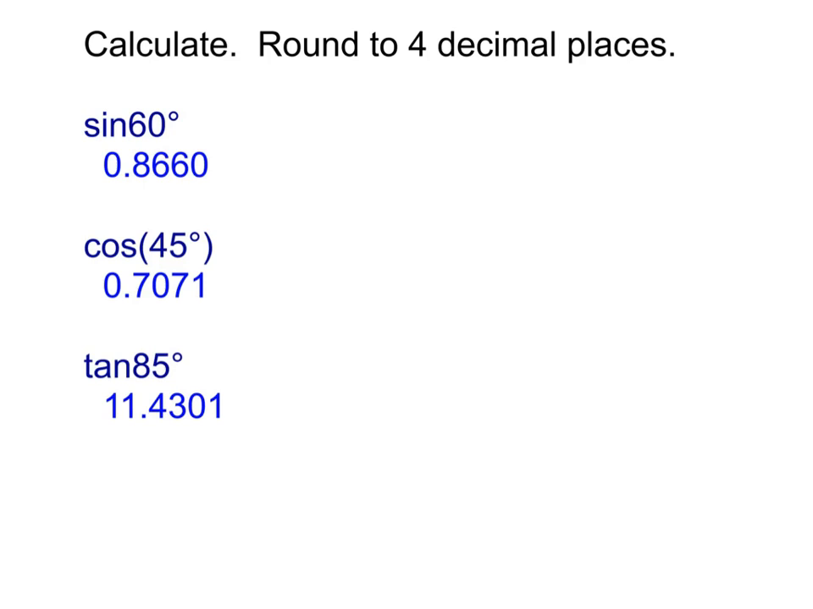Now, one other little detail out of these 3 problems, if you had a keen eye as you were looking at it, you might have noticed that in the first and the last problems, I wrote sine or tangent and then just the number. Whereas in the middle problem, I wrote cosine, but then I put parentheses around the number. Which is right?